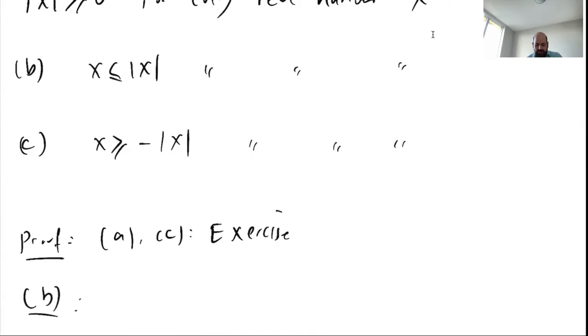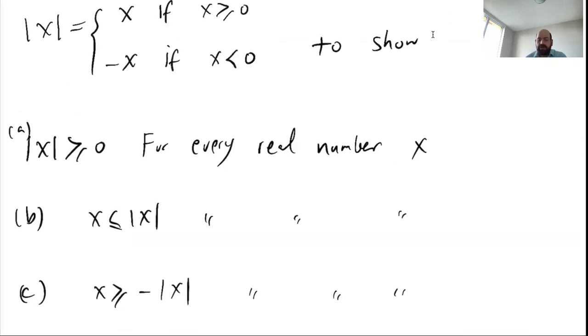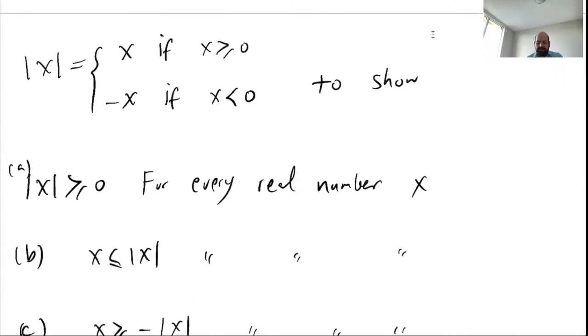Part B, so we want to show x is less than or equal to absolute value x. Now, what is absolute value x? Or in other words, how can we get rid of the absolute value sign? Well, according to the definition, so you can see that in every problem that we are doing, we are constantly using the definitions. According to the definition, absolute value x is either x itself if x is positive, or minus x if x is negative, right? So I can consider two cases.